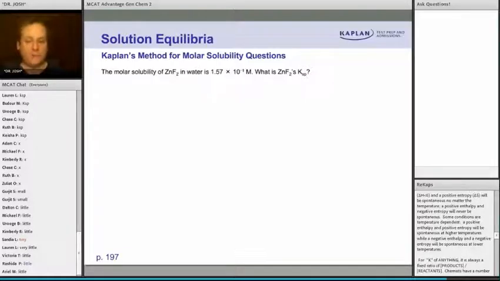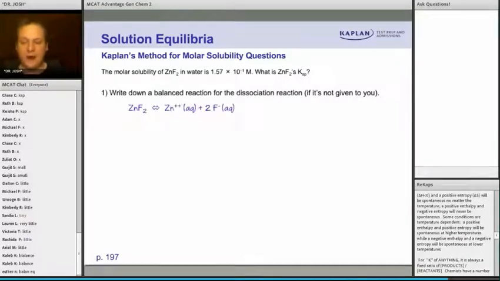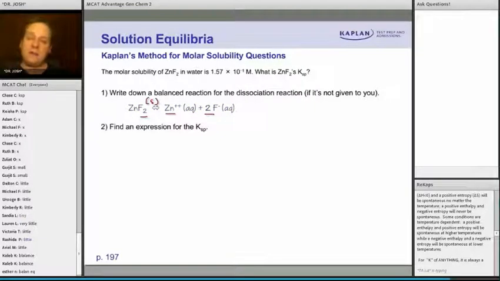We try one more. What's our first step? The molar solubility of zinc fluoride in water is 1.57 times 10 to the negative first molar. What's zinc fluoride's KSP? Step 1, write our reaction, balance it out. So we do that. And here we have solid zinc fluoride, and it's going to make zinc 2 plus and 2 fluorides. Note, that's why we wanted the molecular structure for it.